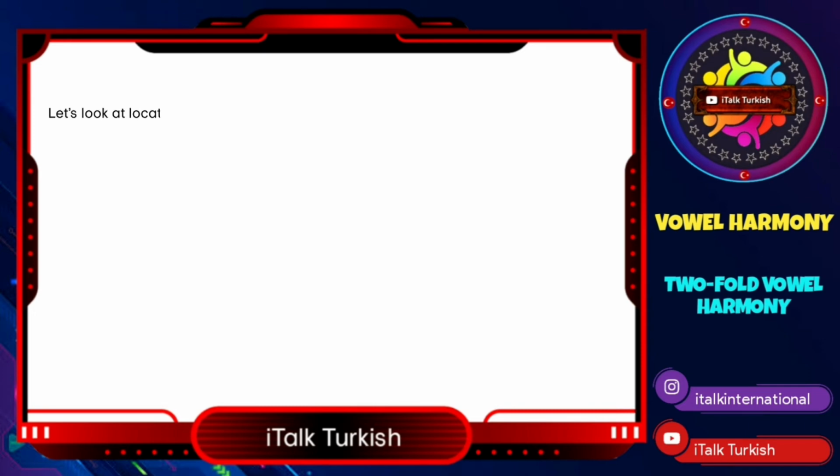Let's look at the examples about the locative case suffix. Locative case shows where we are. In English, it means in, on, at. I will talk to you about the locative case in detail in the next chapters. Please just focus on vowel harmony on the locative case.